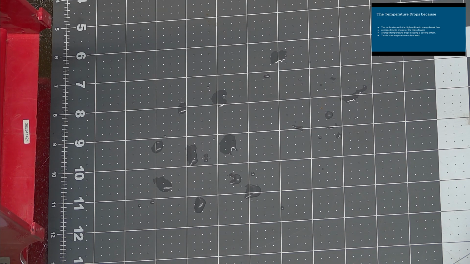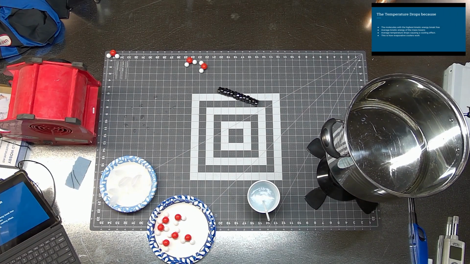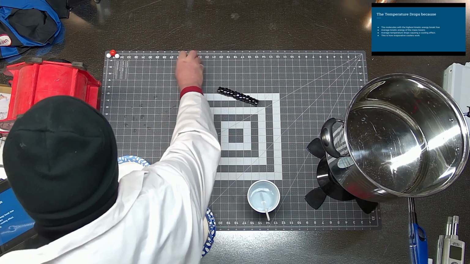Okay, you can come back out, Steph. The molecules with the highest kinetic energy break free. Average kinetic energy of the mass lowers. Average temperature drops, causing a cooling effect. This is how evaporation cooling works. So the mass is getting smaller and smaller.